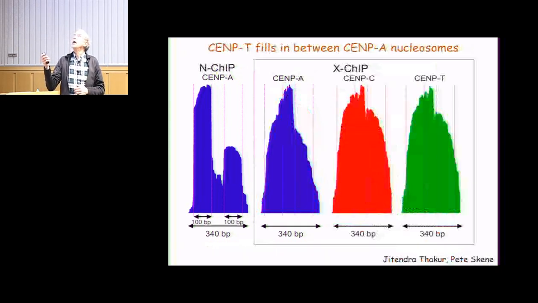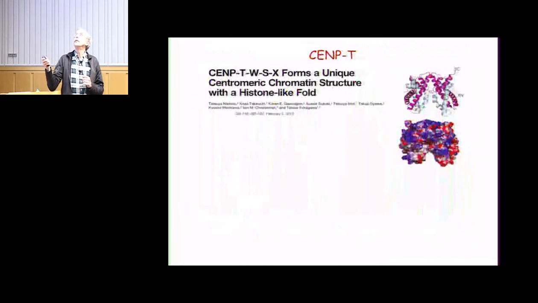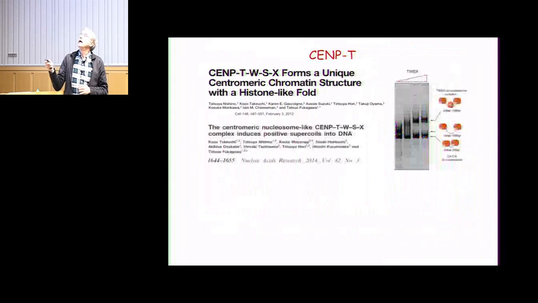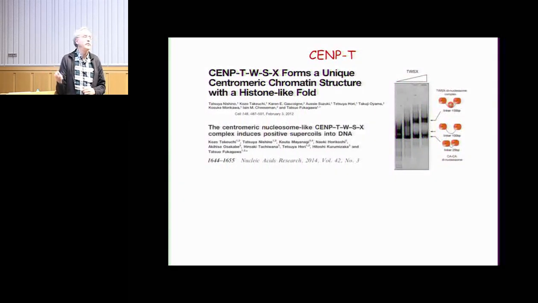So what's in between? We looked at another centromere protein called CENP-T, which we were not able to pull down using native, but we used this cross-linking ChIP method that I mentioned earlier, and now we see that CENP-T pulls down the same particle, and we would deduce that it fits right in between. Now, what is CENP-T? CENP-T is a histone fold protein. Together with W, S, and X, it forms a tetrameric particle that will wrap DNA. And Tatsuya Fukagawa showed, also showed, that it induces positive DNA supercoils.